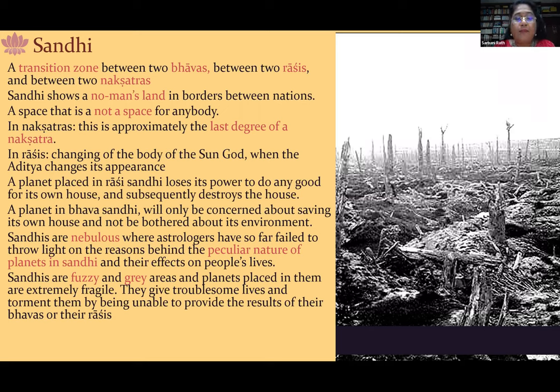What happens in a rashi sandhi is that the sun god actually changes his clothes. So how is the sun god changing his clothes? The sun god in the different rashis is known as the Aditya. He takes the form of the 12 Adityas and moves from one rashi to another. But when he changes from one rashi to another, he changes the color of his clothes, the ornaments he's wearing, his garbs, any astras he may have in his hand. He changes his whole clothes and appearance and then moves into another rashi.